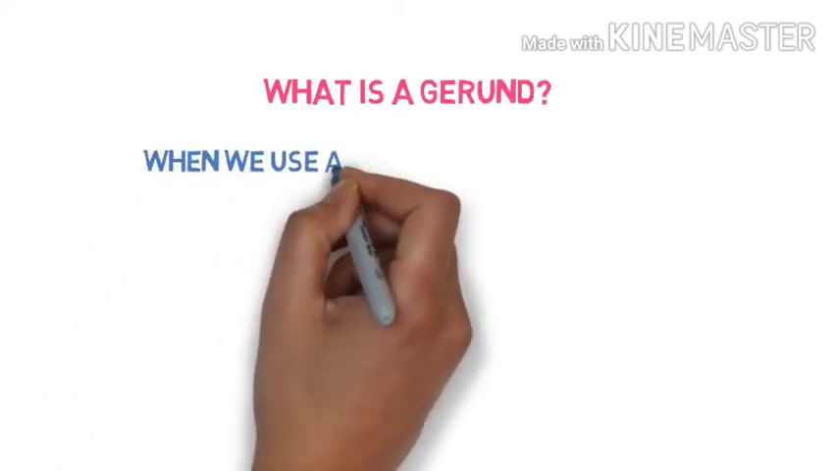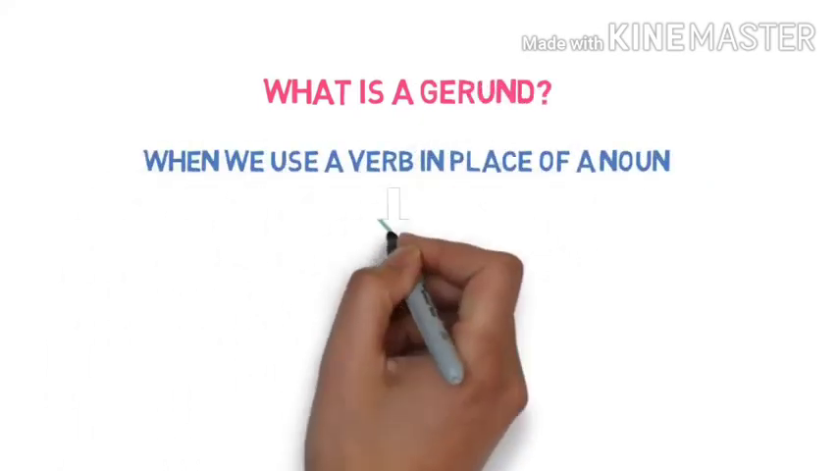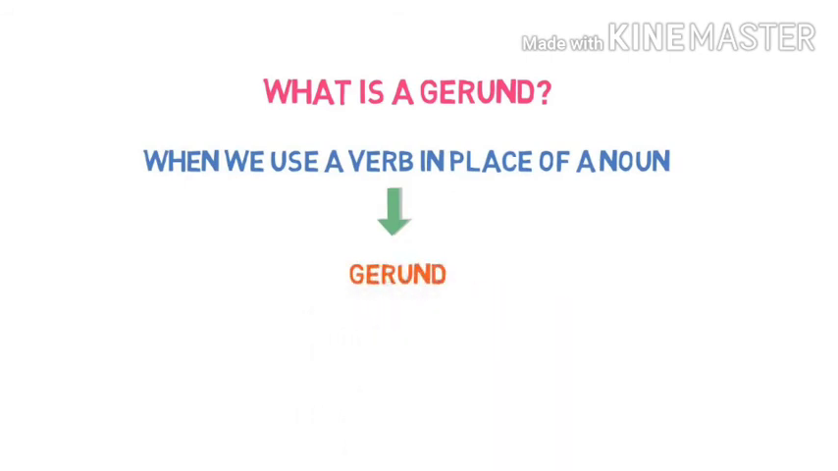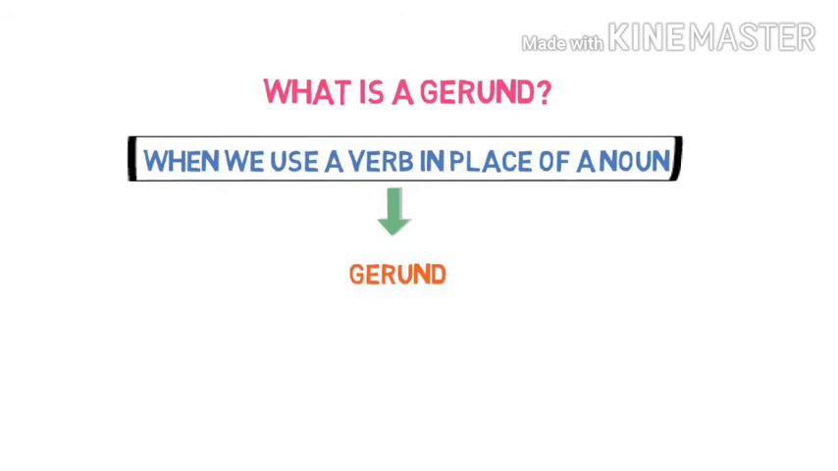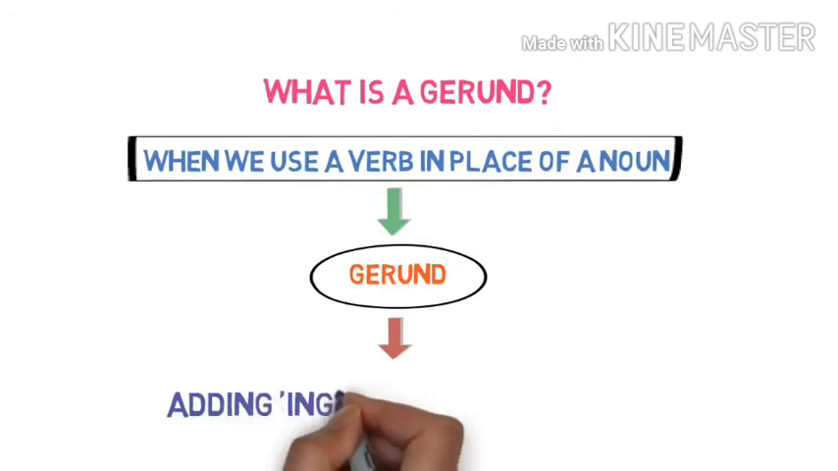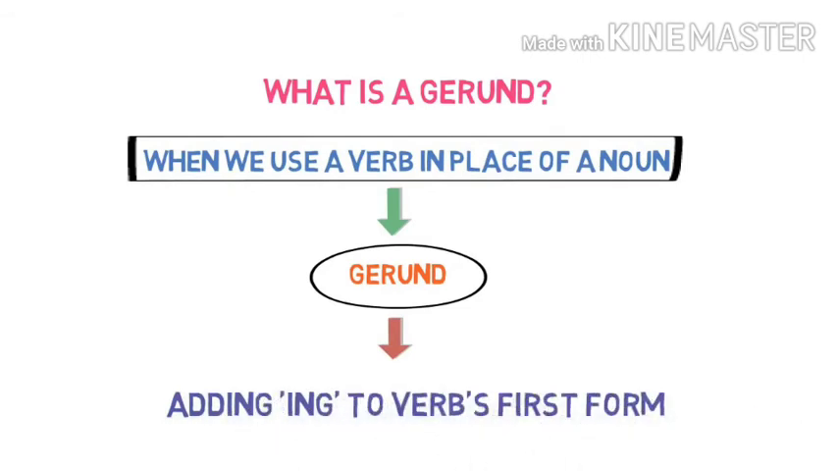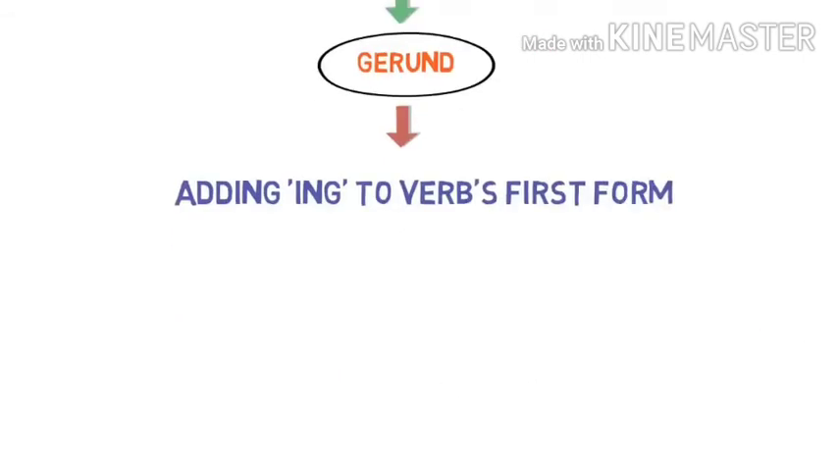When we use a verb in place of a noun, then it is called a gerund. Again I repeat, when we use a verb in place of a noun, then it is called a gerund. Now, how can we form a gerund? We add ing to the verb's first form and use it as a noun.